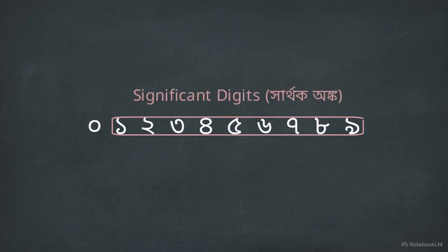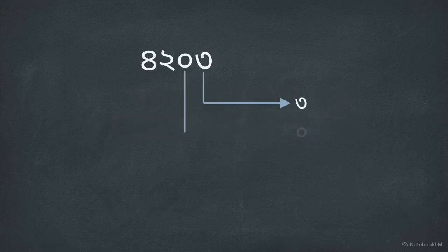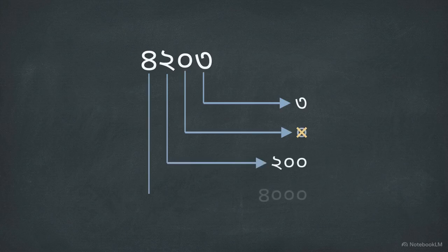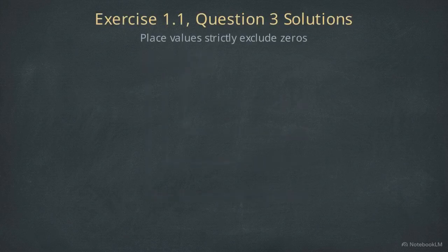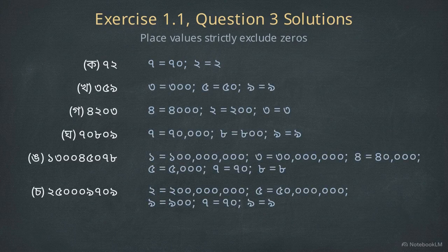Significant digits, or Sarthak Anko, are numbers 1 through 9. 0 carries no weight. In part Ga, 4,203, the 3 gives 3. We bypass 0. The 2 gives 200, and the 4 gives 4,000. Here is the full solution board.